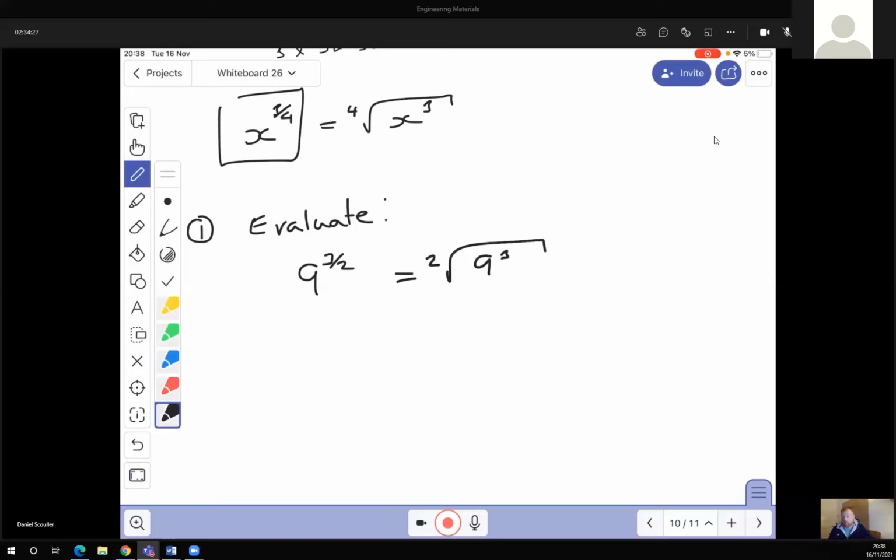Silly ways to remember it. So the number at the top is the power, the number at the bottom is the root. Let's look at that and think about it.